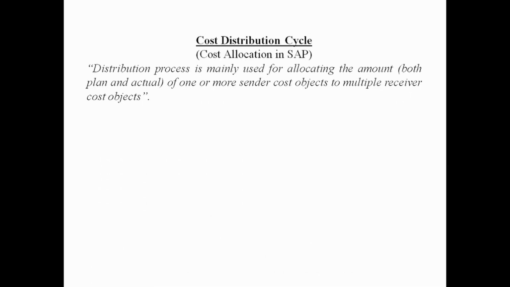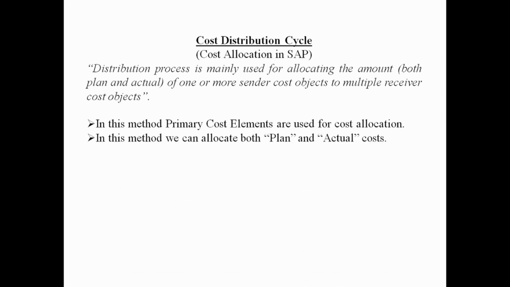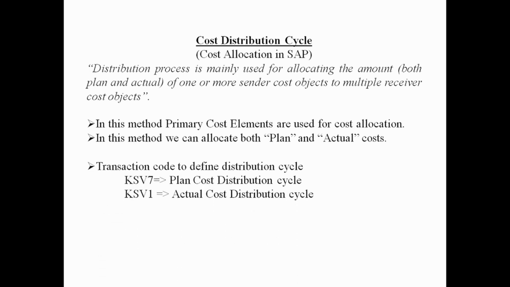Distribution process is mainly used for allocating the amount of one or more sender cost objects to multiple receiver cost objects. In this method, we use primary cost elements for distribution purpose. In this method, we can allocate both planned and actual costs. The transaction code used to define distribution cycle is KSV7 for planned and KSV1 for actual cost distribution.